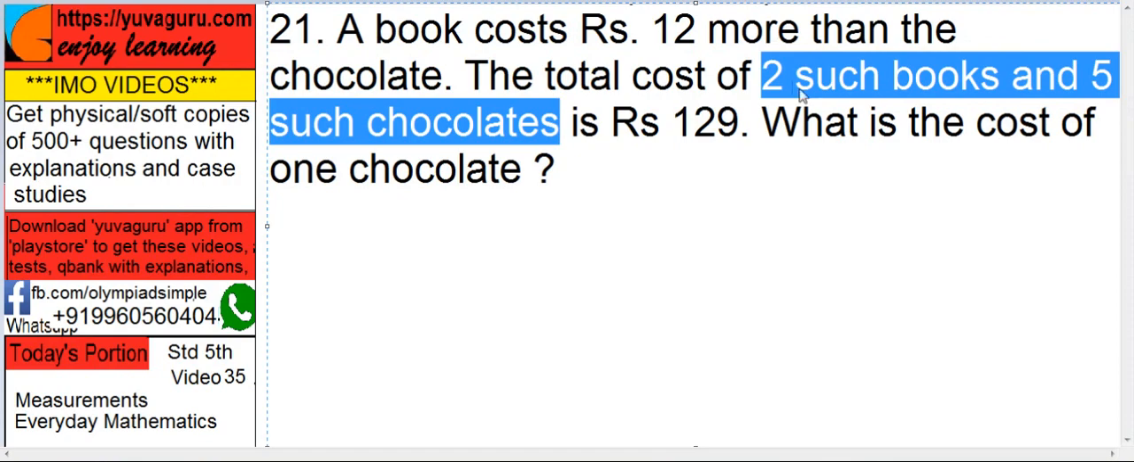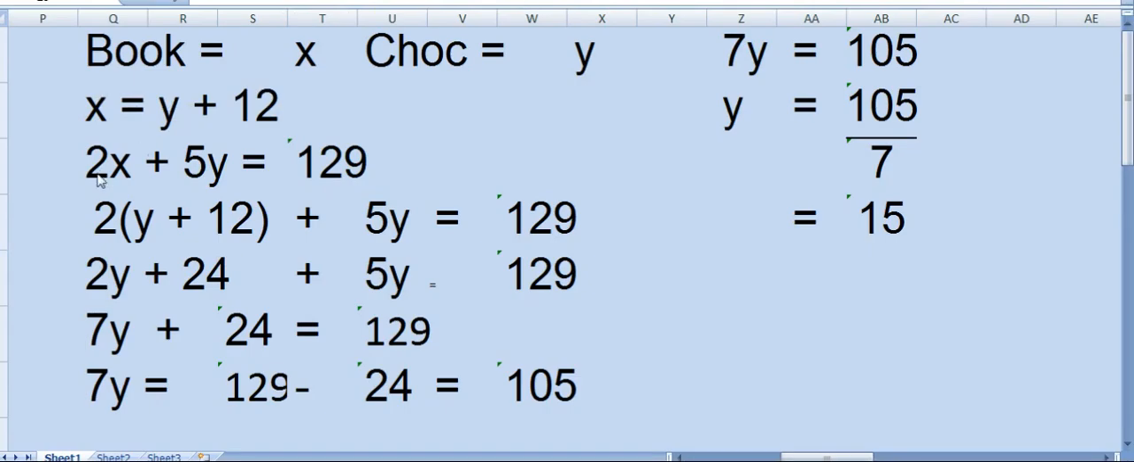Total cost of two books and five chocolates. See here, two books and five chocolates, 2x and 5y. The cost of both is given as 129. So 2x plus 5y equals 129. Getting it up to this? Now move on to next.